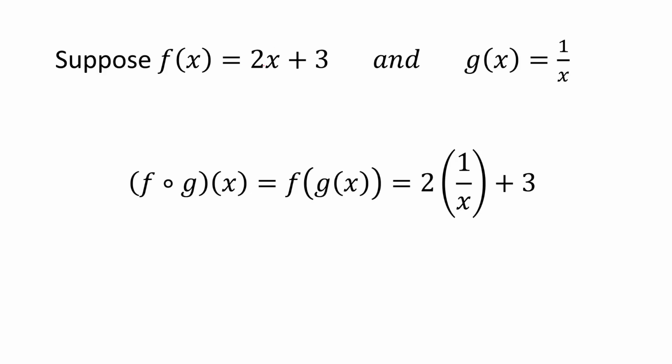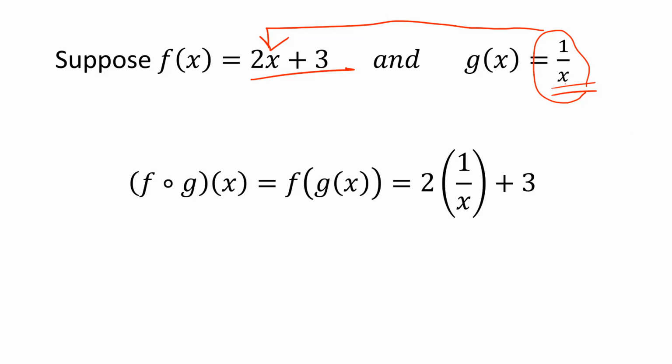So you're taking the function f, 2x plus 3, and you're putting the function g into that. Wherever you see an x in the first function, you are going to put the function g of x, which is 1 over x. So that becomes 2 times 1 over x plus 3. It's a new function called f of g of x, or f circle g of x. It's a composition of two functions.